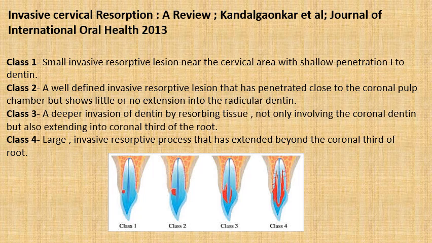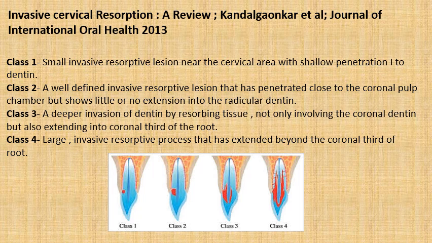In class 1 you can see some red color image. It's very minimal, which means a very small resorptive lesion occurring at the cervical area, with no much penetration into the dentin. Whereas in class 2, it's a well defined resorptive lesion that has penetrated the dentin and has reached close to your coronal pulp chamber, but it has not extended into radicular dentin. In class 3 you can see that the red zone has started entering your radicular portion, which means a deeper invasion has happened.